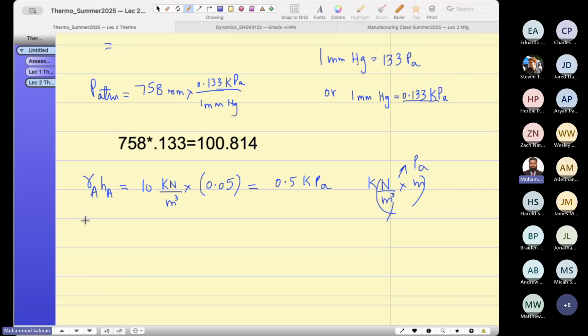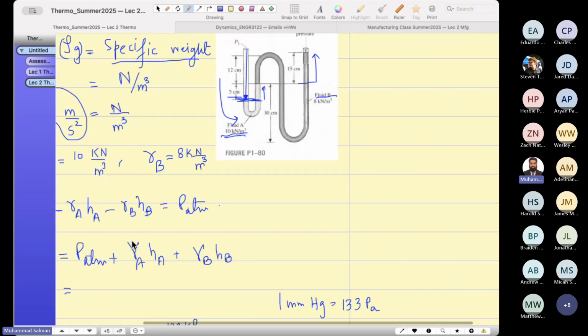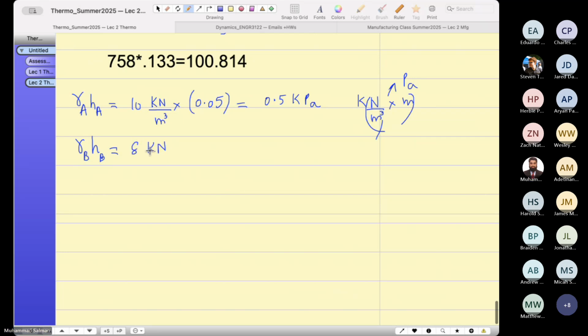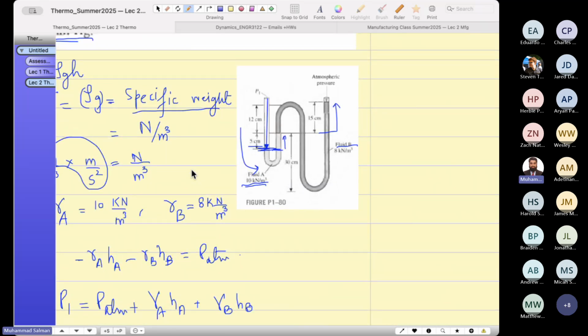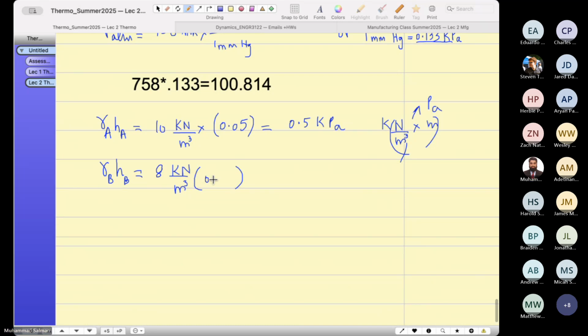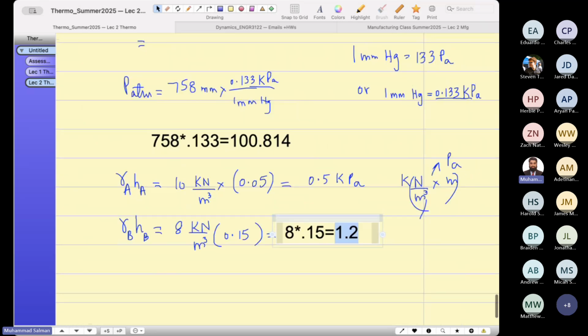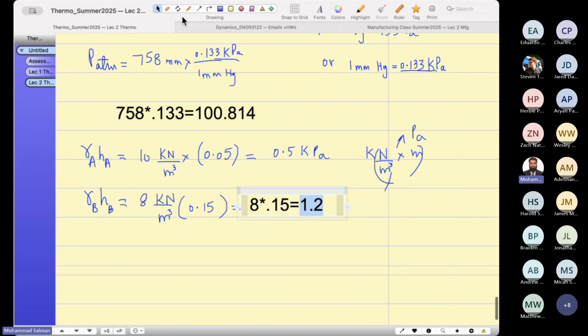You see my point? Then specific weight gamma b times hb. Gamma b is how much? 8 kilonewton per meter cube. And the difference in the height is 15 centimeter, so I can write down 0.15. That gives 1.2 kilopascals. So I've found all the units and everything. So let's add this up. P1 would be equal to 100.8 plus 0.5, plus 1.2.